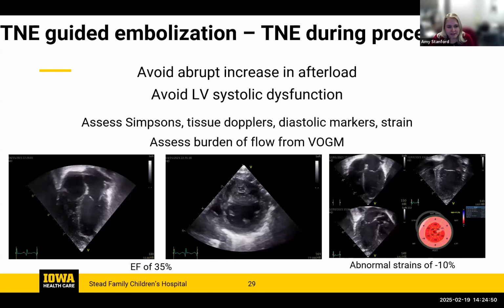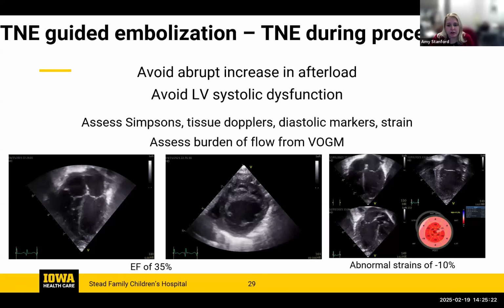So how do we assess this in real time? During the embolization, after a few vessels are embolized, which depends on the malformation and on talks with the neurointerventional radiologist, typically after maybe 1 or 2 feeder vessels, a repeat T&E occurs in the IR suite, and we're focusing on assessment of the LV. So we'll do Simpson's biplane, tissue Dopplers, looking at diastolic markers like IVRT, E to E primes, and LV strain.